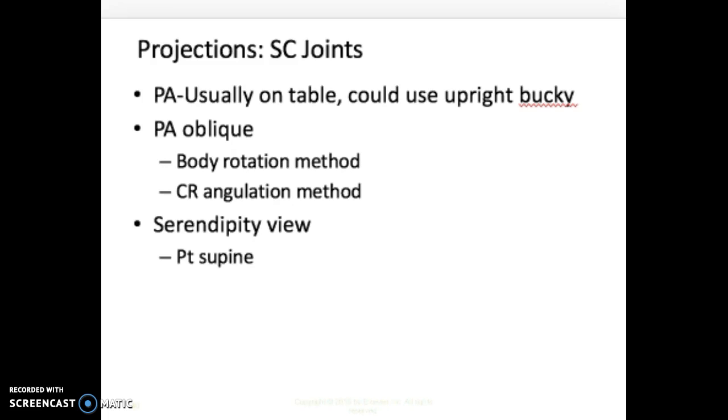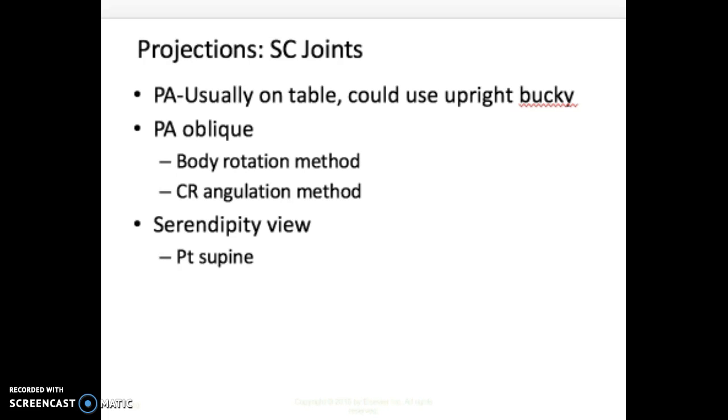All right, SC joints are a little tougher. You have to do these PA, whether on the table or using an upright bucky, depending on your patient. And you also do some oblique views. And you can either rotate the patient's body or you can rotate the angle of the tube.